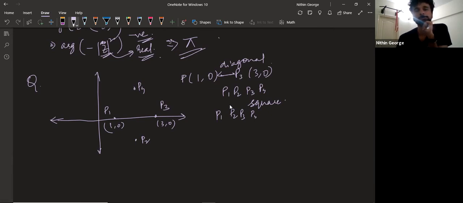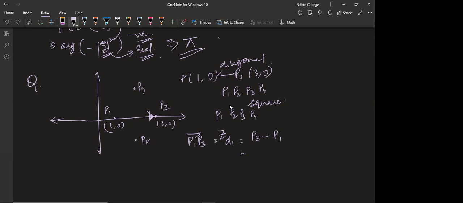So what do we do here? We'll draw this vector P1 to P3. This is the diagonal. I'll call it D1. Z D1 is the complex number at D1, which is the first diagonal. How will I represent it? That'll be complex number P3 minus complex number P1. Are you following what is happening here? Yes, sir.